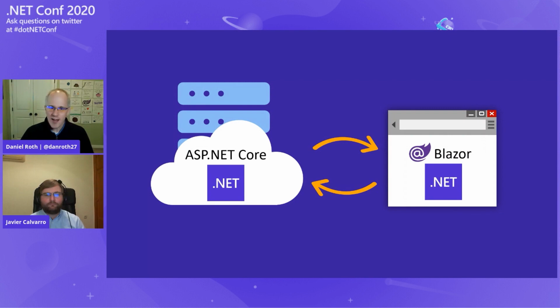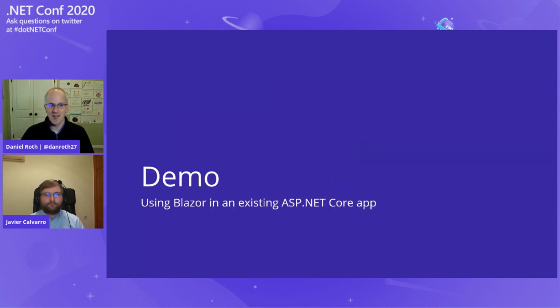There's no need to rewrite your existing ASP.NET Core app to take advantage of Blazor. You can add Blazor components to your existing ASP.NET Core app while preserving existing functionality. So let's take a look at how ASP.NET Core and Blazor can be used together in .NET 5 to build modern web apps. Now, I have an existing web app here.